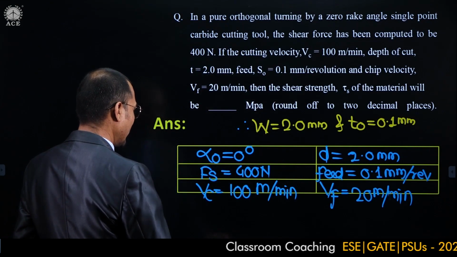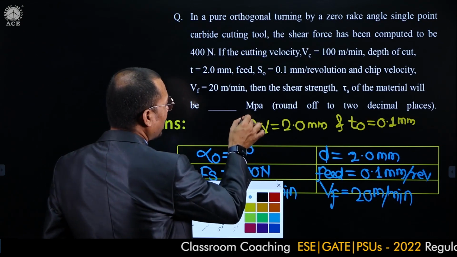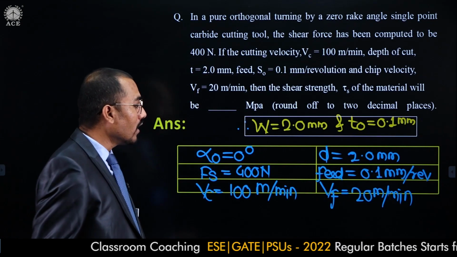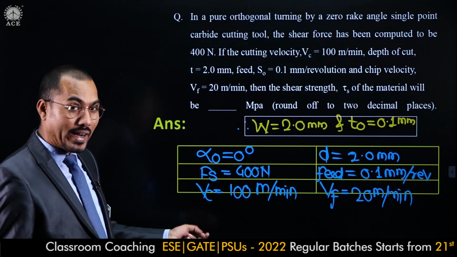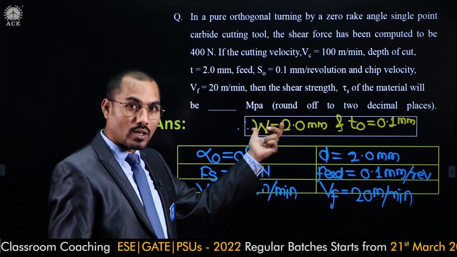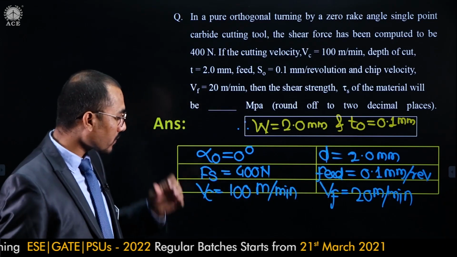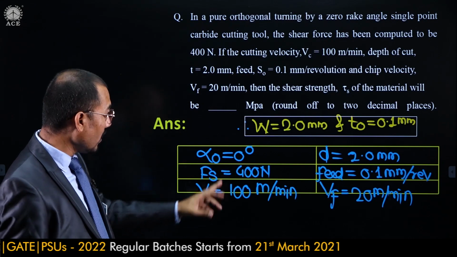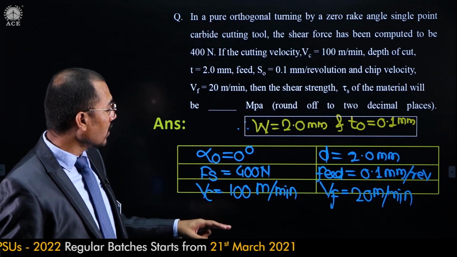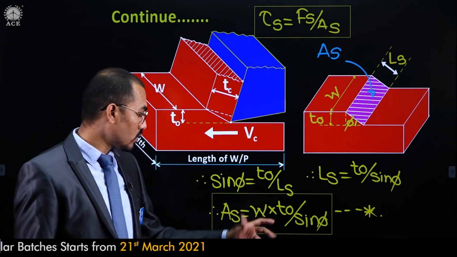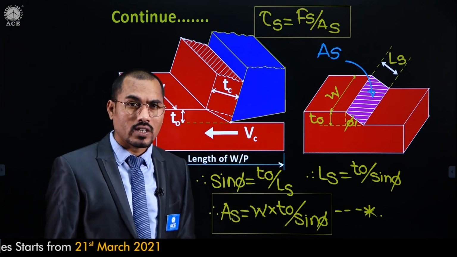So many hours we spend to understand this, right? When the two values are given like that, by default my depth of cut will become width of the cut or chip and feed becomes my uncut chip thickness, that is 0.1. Now if the two values are known, W is known and T naught is known. Now, shear plane angle phi.